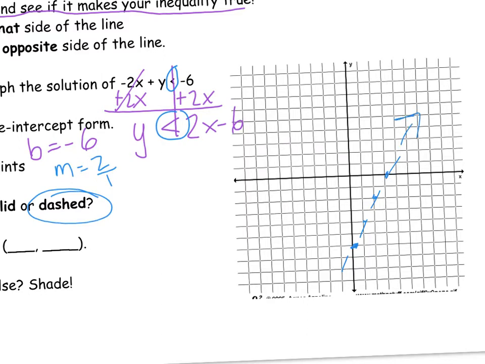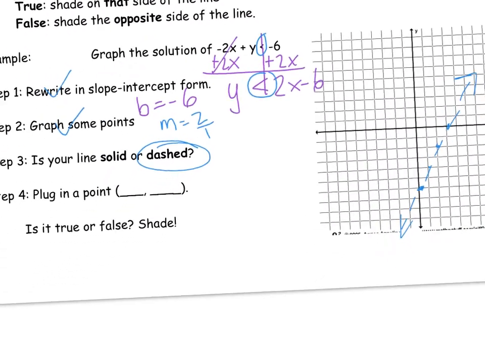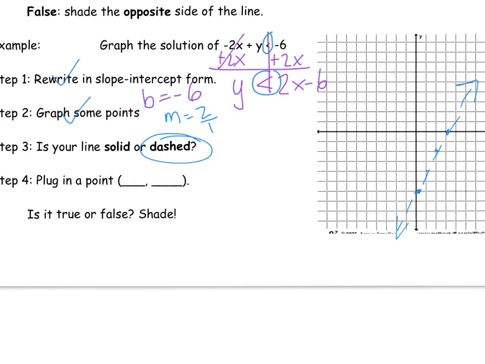Okay, make a line. It's not beautiful, but it works. Okay, so plug in any point. Wait, what's the easiest to pick? Let's go with 0, 0. Okay, so start back with the original statement.